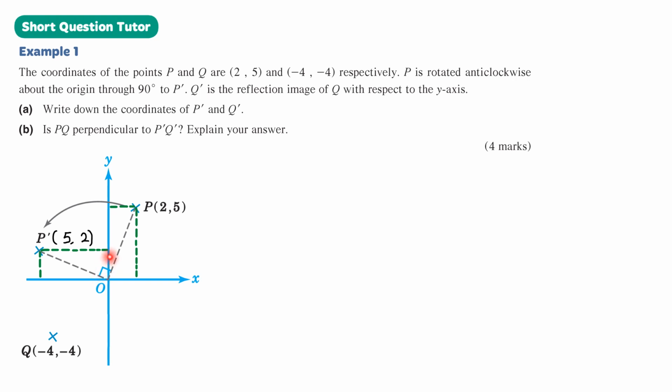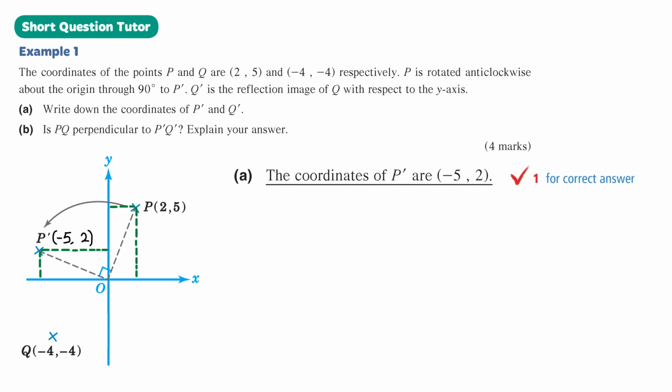However, note that P' is in quadrant 2. The x-coordinate of P' should be negative. So the coordinates of P' are (-5, 2). 1 mark for the correct answer.